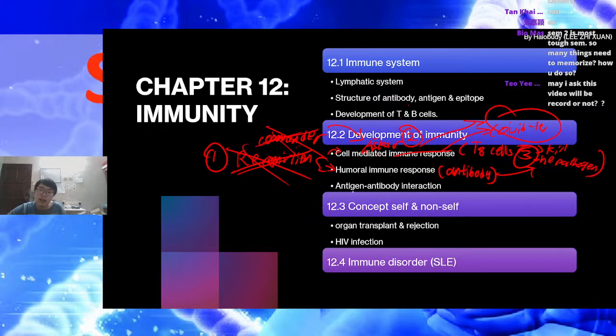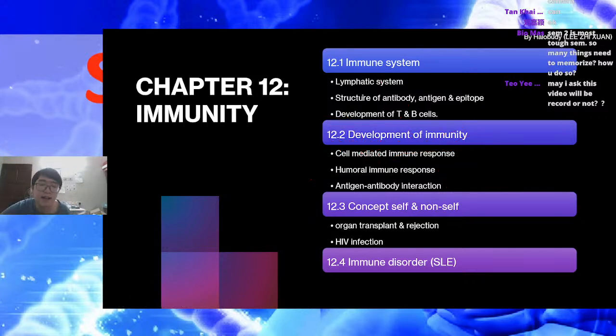Okay, lepas tu antigen-antibody interaction is about the antibody. Macam mana antibody kill the pathogen? How the antibody can kill the pathogen? Dia ada beberapa proses. Okay. So yang ni lah paling penting punya. Yang ni topik paling penting dan juga paling susah untuk faham punya. So you have to take alert. So saya sudah ringkaskan lah.